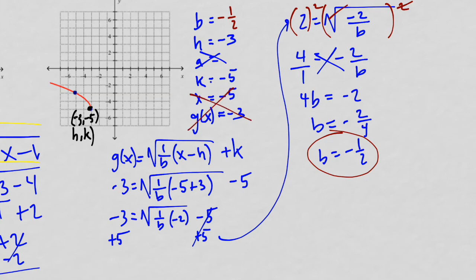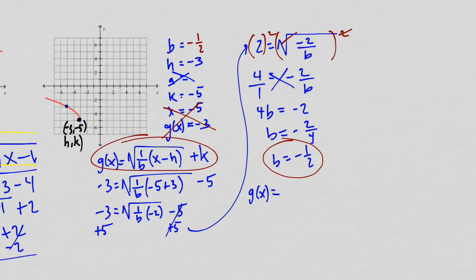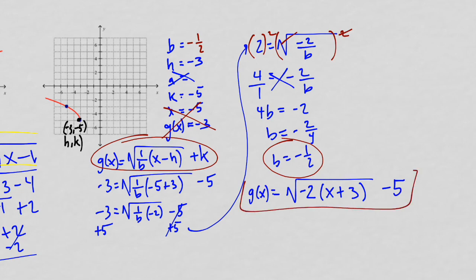Plug all those values, the 3, except the x and the g of x, into the general form, into this one right here. So this is our final answer. G of x equals the square root of 1 over b. If b is negative 1/2, the reciprocal is negative 2. X minus h, x plus 3, plus k, minus 5. Outside the parentheses, there it is. That's it for that one.